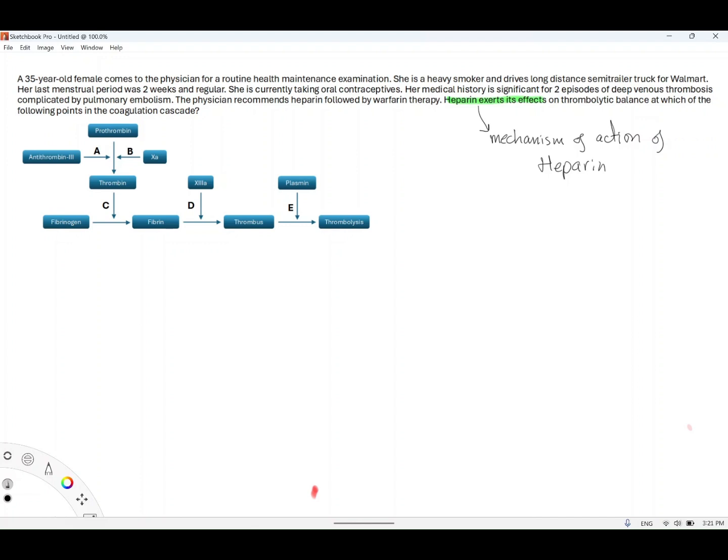In this case, heparin and warfarin, right? Heparin is IV, it's fast acting, whereas warfarin takes about 6 days. So that's why you start with heparin and then followed by warfarin. Warfarin is oral, heparin is IV. Okay, let's go answer this question. So our issue is, what is the mechanism of heparin?